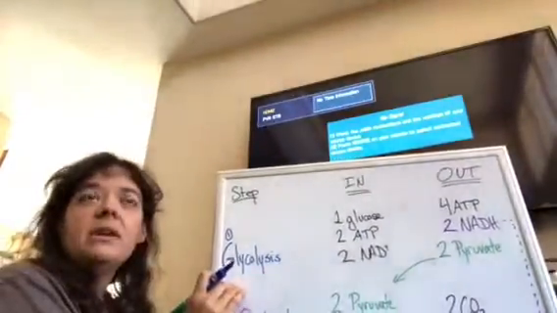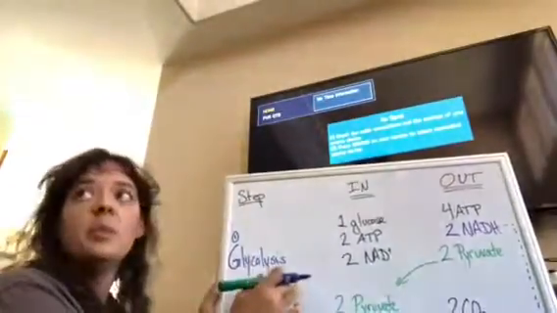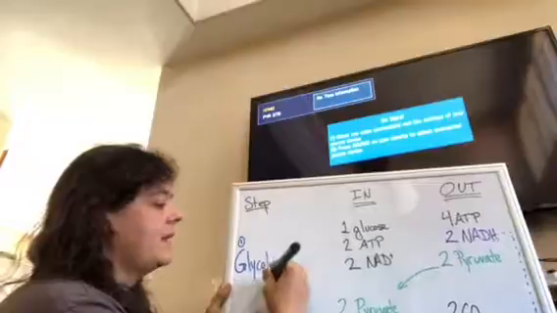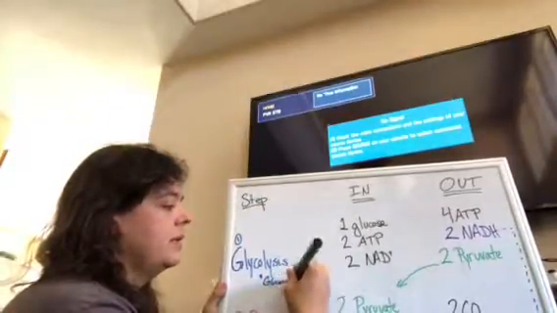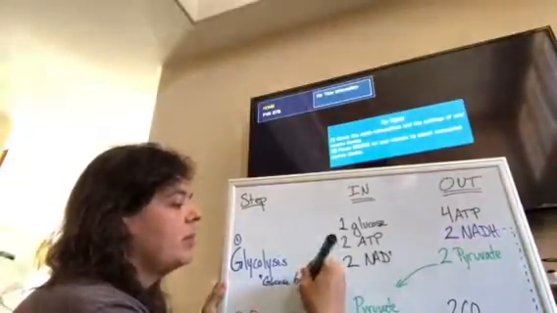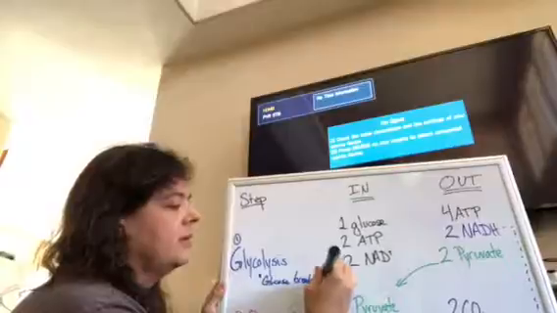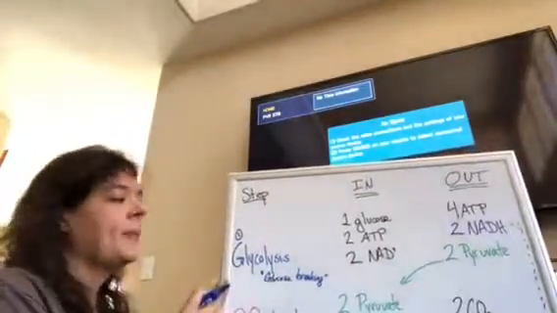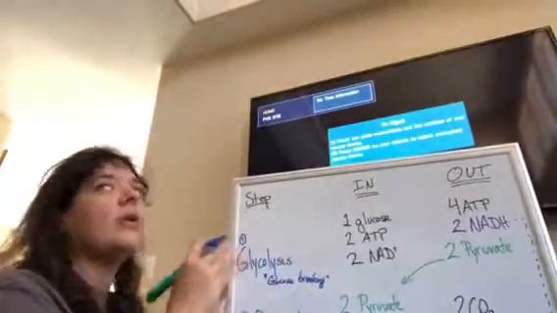So we start with glucose. Glycolysis very literally means glucose breaking, right? So that's that first step. Lysis means to break. Glucose breaking.